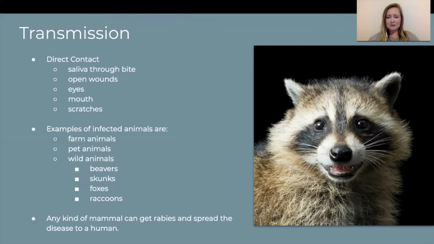And people may be concerned that if they pet an infected animal or get the animal's blood on them, it would cause them to get the disease, but this is actually not considered a risk of infection. Any mammal can get rabies and spread the disease. Some examples are farm animals, such as goats and horses, pet animals, such as cats or dogs, and wild animals. And as I mentioned in the last slide, the most common mammals are stray dogs, beavers, skunks, foxes, and raccoons.